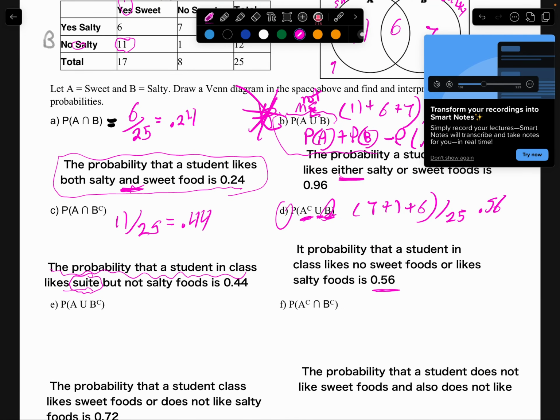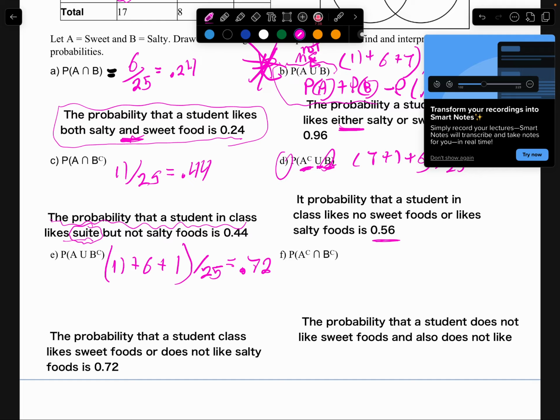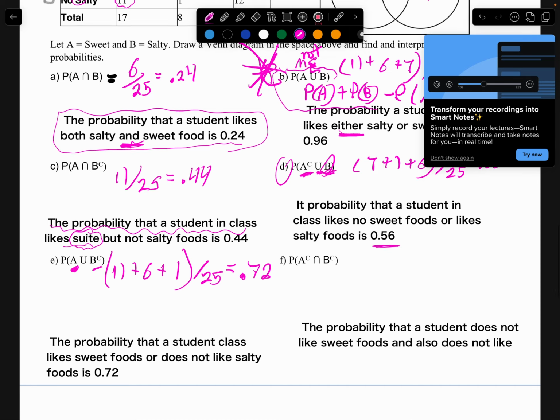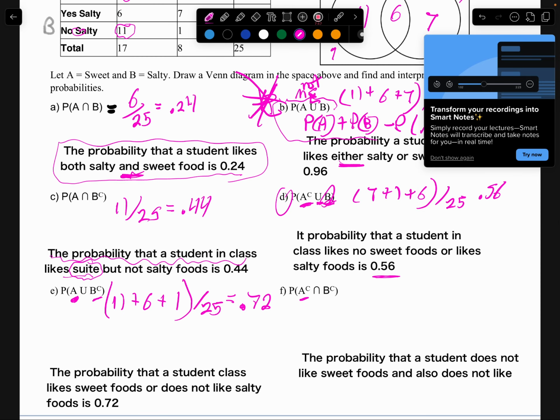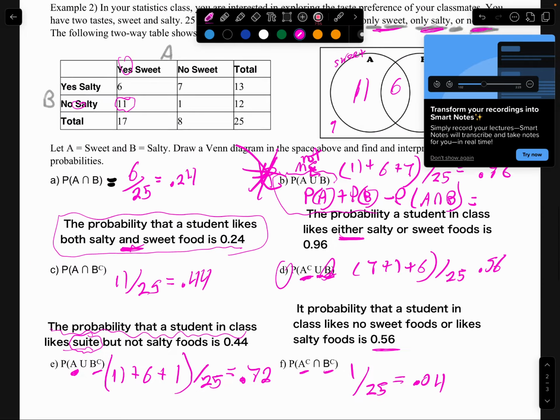So back down here, A or B complement, 11 plus 6 plus, well, you can pause the video and try this before me. That would be a really smart thing for you to do if you're that type of person. Okay. Divided by 25. 0.72, I think. Okay. Probability that a student likes sweet or that they don't like the salty foods. Don't like sweets and they don't like the salty foods. I think there was just one out of that. 0.04, I think. Okay. There's our note. Yay.